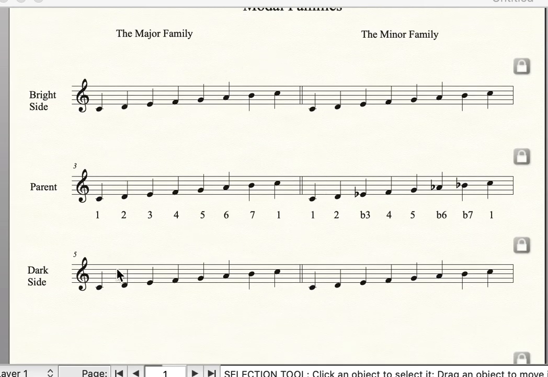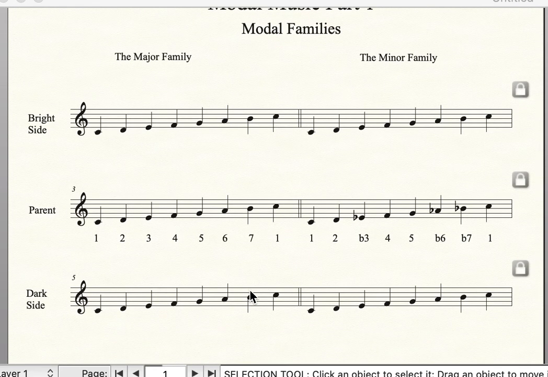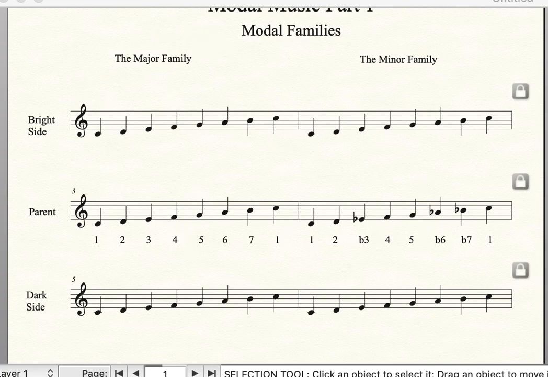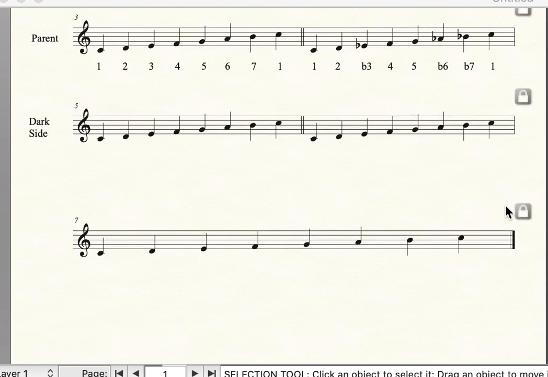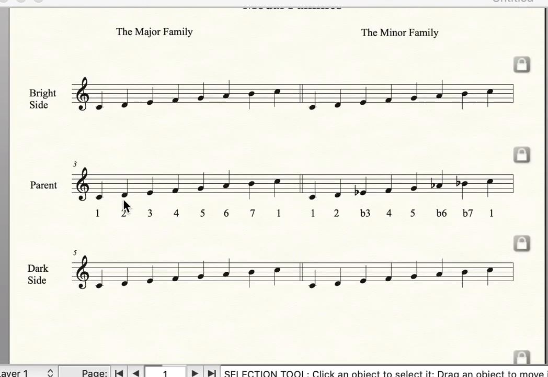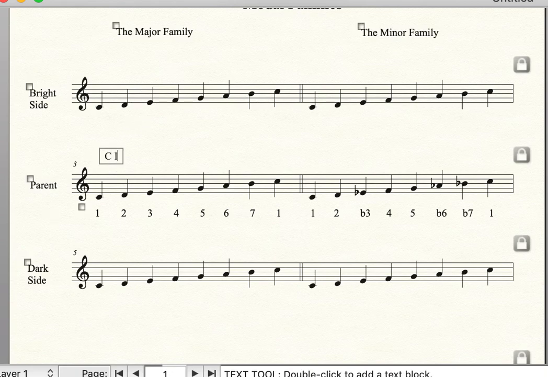So I'm going to divide the modes we've talked about the most into three groups: the major family, the minor family, and then we're going to have one odd one. And in the major and minor family, I think of the home base, the parent modes, as being the major scale or the Ionian mode, and the Aeolian mode. That's kind of the home base minor scale. So we've got C Ionian and C Aeolian as home base.